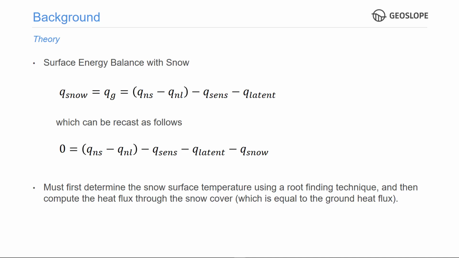If we now move all of the terms over to the right-hand side of the equation, we can determine the temperature at the surface of the snow cover using our root finding technique. This temperature and the inputted thermal conductivity of the snow can then be used to compute the temperature at the ground surface using Fourier's law.